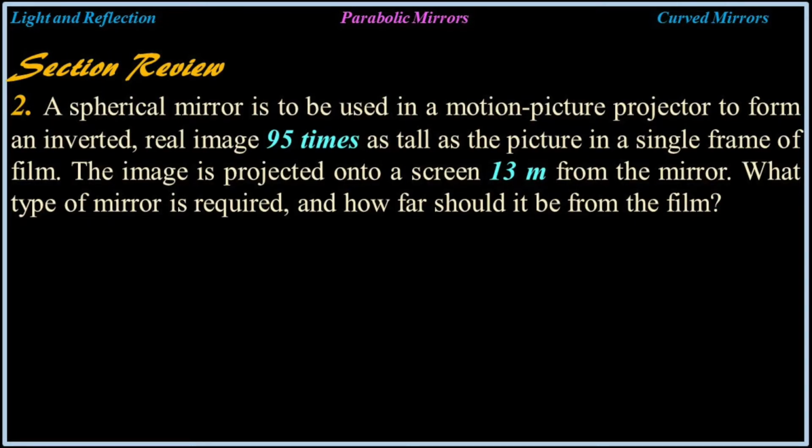A spherical mirror is to be used in a motion picture projector to form an inverted real image 95 times as tall as the picture in the single frame of film. The image is projected on a screen 13 meters from the mirror. What type of mirror is required, and how far should it be from the film? I'll just let things run.